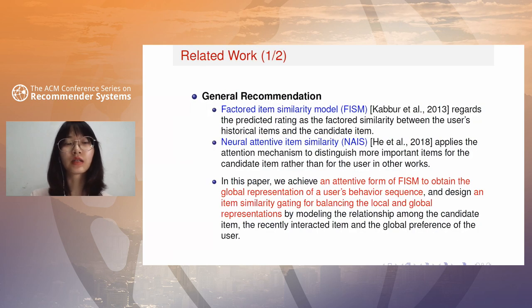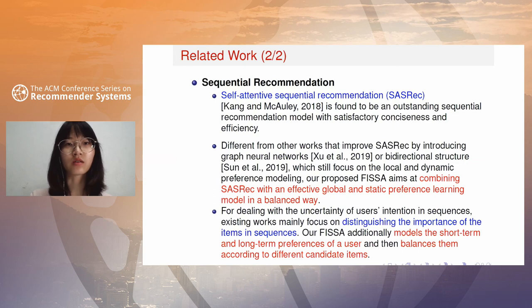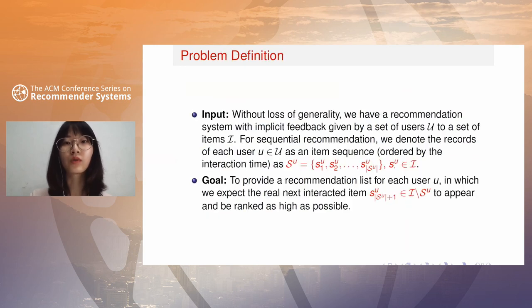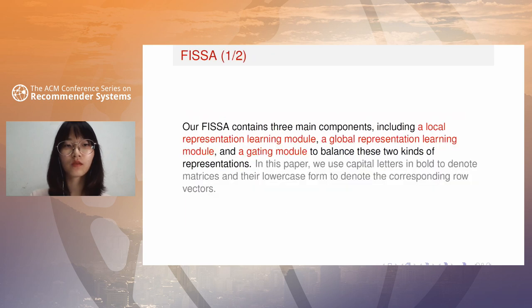Here is some of the most related work of ours, which includes some general recommendation methods and some sequential recommendation methods. The problem we study can be formalized as shown here. We know the records of each user as an item sequence. Then we predict the real next interacted items for each user. Now let me introduce our FISA with more details.